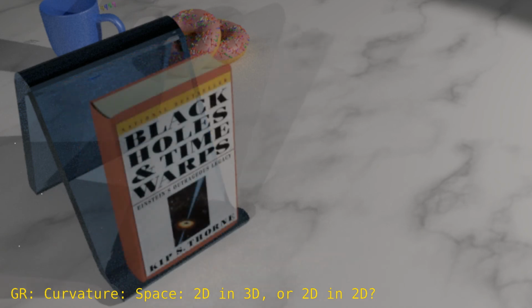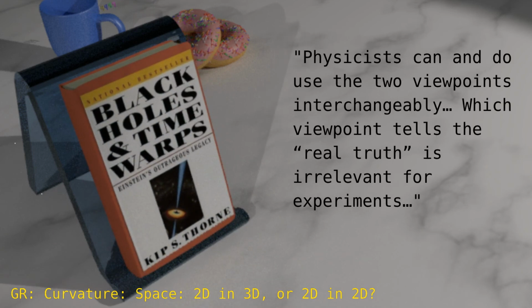Kip Thorne likes to use both. He writes, physicists can and do use the two viewpoints interchangeably. Which viewpoint tells the real truth is relevant for experiments. In this video, I prefer the second viewpoint, where the pixels of the substratum bend and stretch. I find it much easier to visualize and get a gut feeling for what's going on, as we'll see later on. It also fits nicely with quantum mechanics.